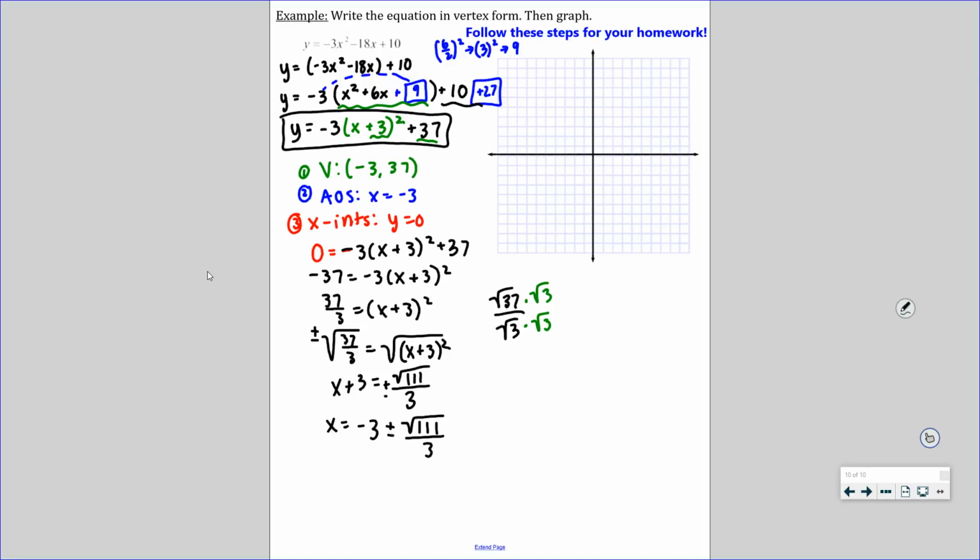Now, I don't know about you guys, but when I look at that number in exact form, I'm like, how do I plot that? How do I plot -3 plus or minus the square root of 111 divided by 3? So we'll get decimals. Now, I want you to leave your answer exact, but practice getting decimals so you know how to plot this. So let me show you how you type this in your calculator. Oh, good, my doc cam's on. First, I would just do the square root of 111 and divide that by 3.